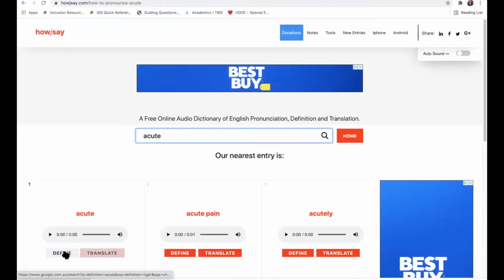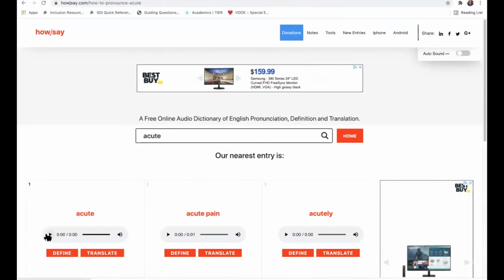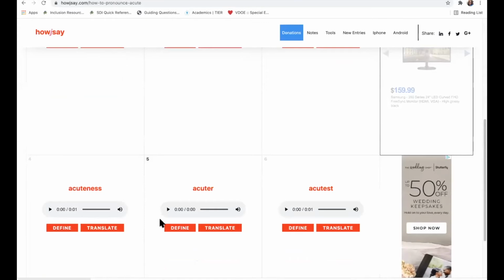Type it in. They can listen to it. So again, these are really good for a student if they don't know how to pronounce a word.